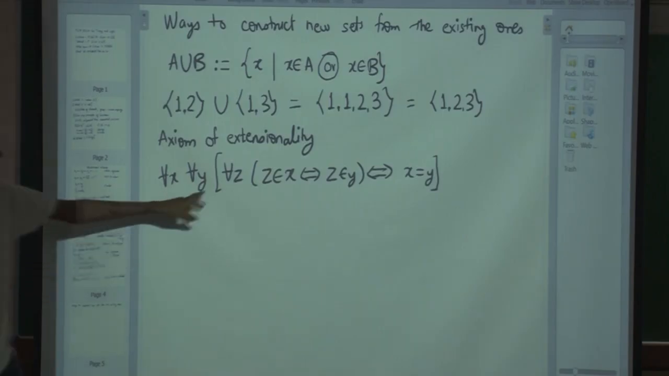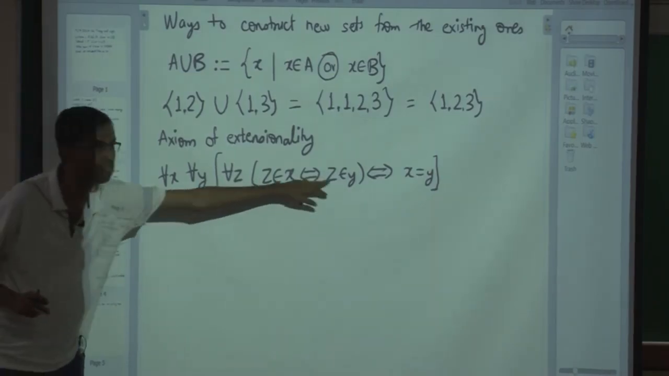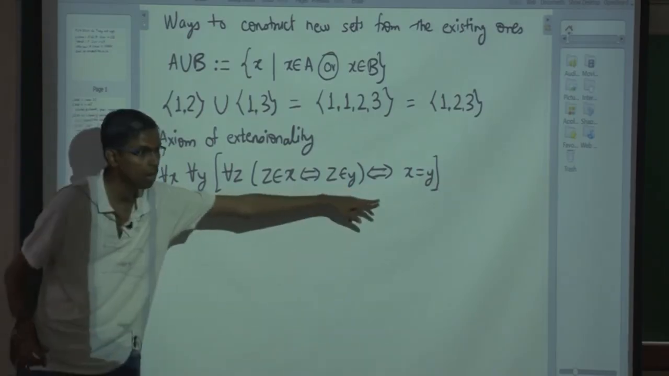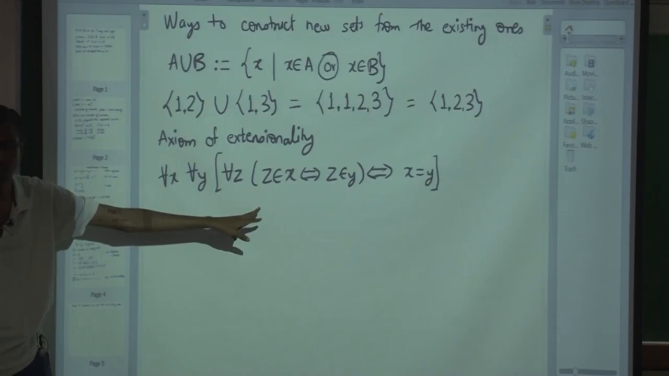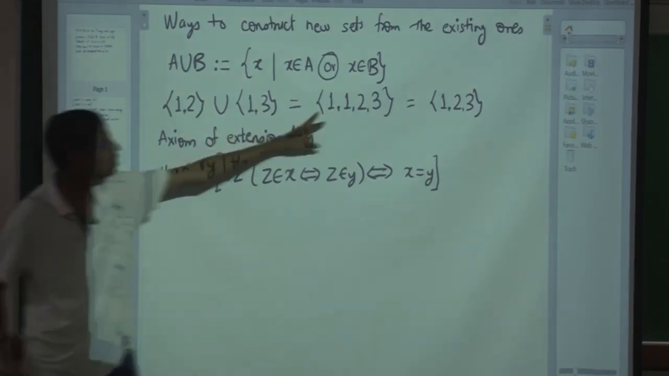What does it say? That if they have the same elements, for all z, z belongs to x if and only if z belongs to y. If that happens, then we say x is equal to y, and if x is equal to y, then they have the same elements. Okay, that's how it is defined. Now check that with these two.